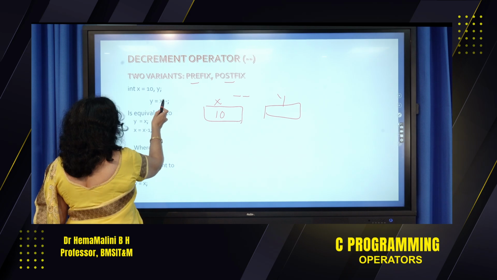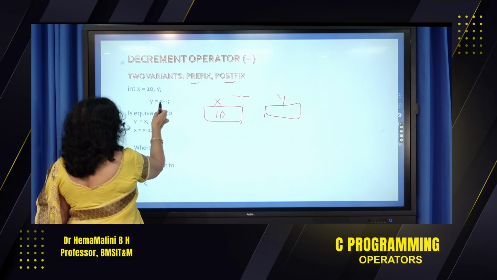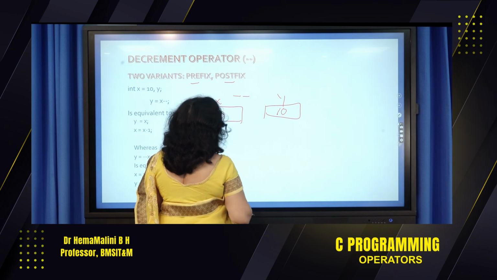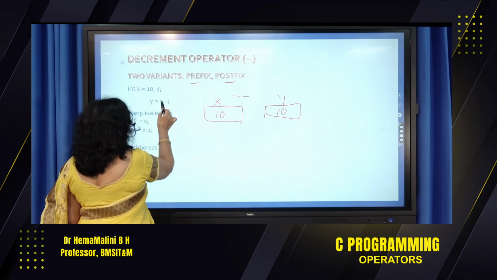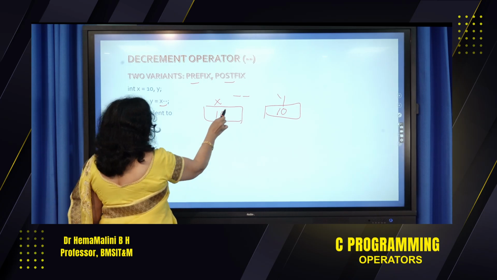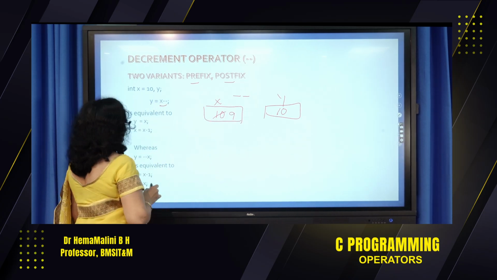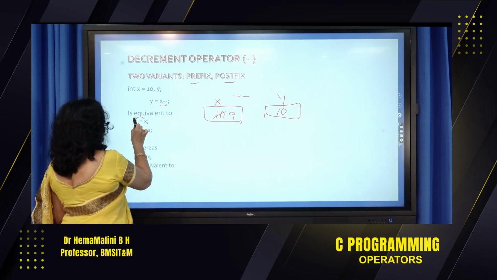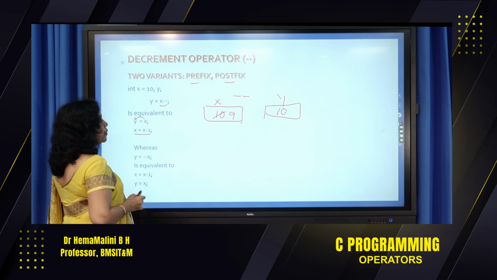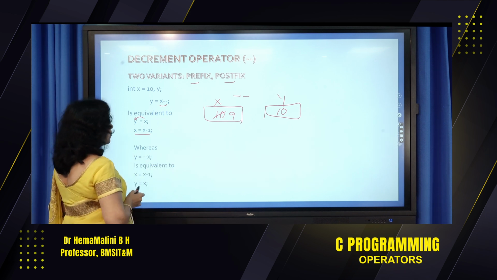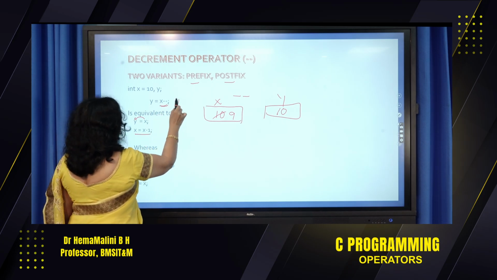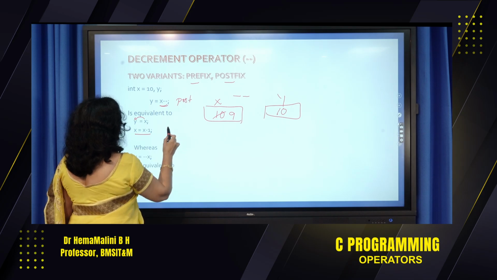So y equal to x minus minus. It means x is stored in y. Y gets 10. After that, we are going to decrement x. X becomes 9. So this is equivalent to the value of x being stored in y, and then we decrement x as we have shown here. This is post decrement.